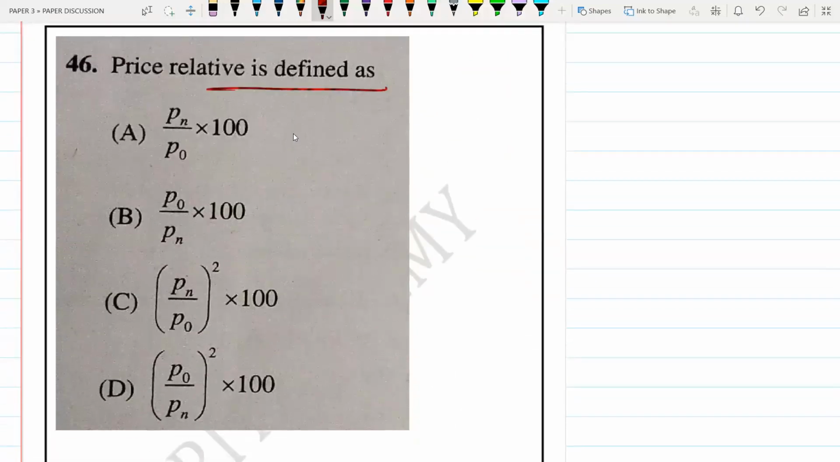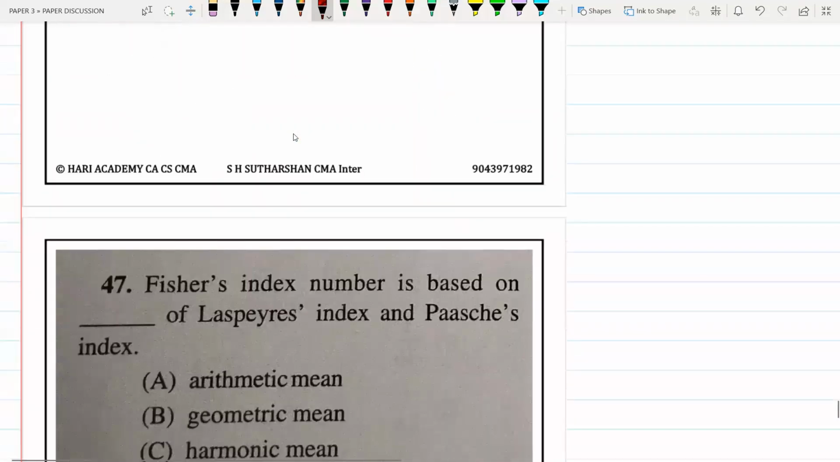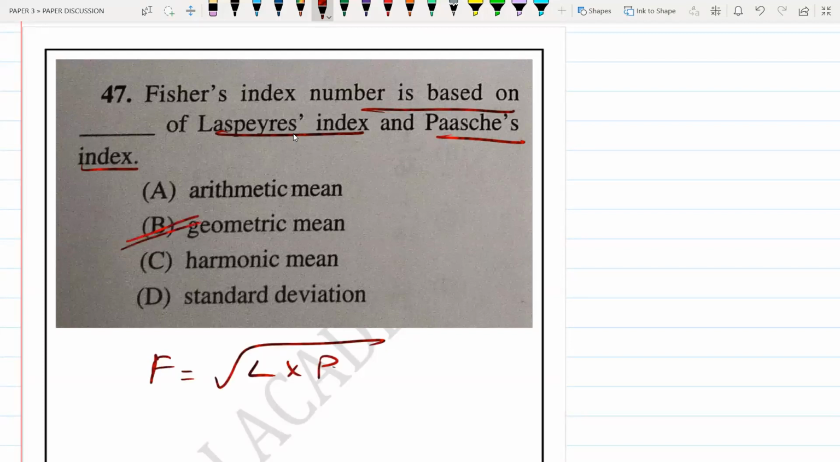Price relative is defined by a direct formula: price in the current year divided by price in the base year into 100. So my answer is Option A. 47. Fisher index is based on Laspeyres index and Paasche index, which is simply Fisher's equal to root of Laspeyres into Paasche. So when you use a root, it is compulsorily a geometric mean.